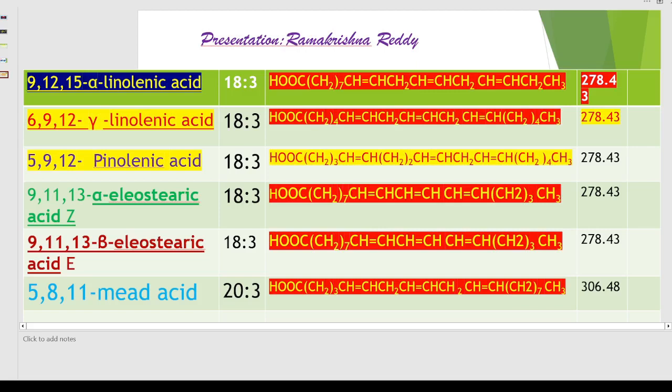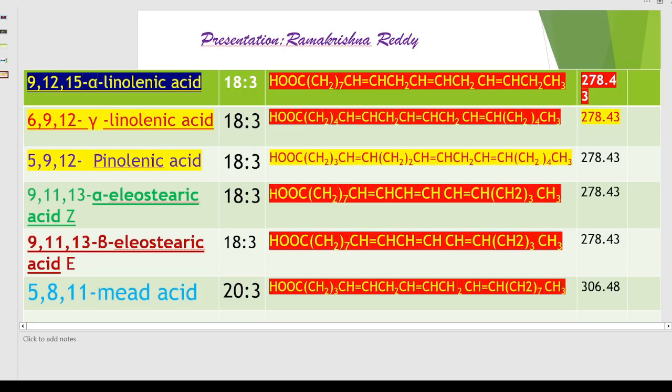So these four fatty acids with 18 carbons are very important. Why? Because these remaining four after linolenic acid almost all contain 18 carbons with three double bonds. They are isomers of linolenic acid, we can say. Just the double bond position has been changed, or cis configuration to trans configuration, like that. So these all are isomers of linolenic acid.